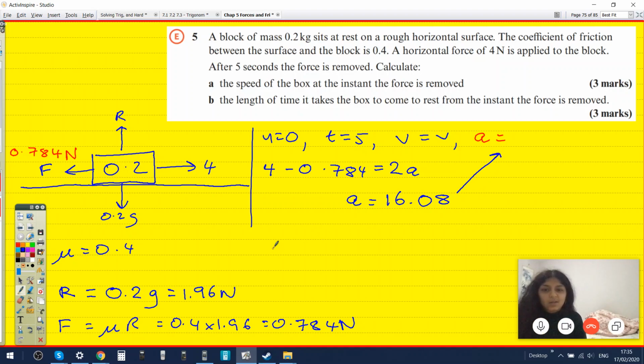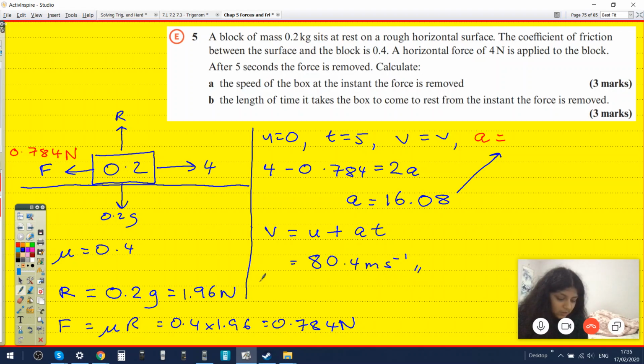So, you could find V now. V equals u plus at. I don't know the formula by heart. So V is just equal to 16.08 times 5, and that's 80.4. It seemed like it would be something like that. Sorry, why did I write newtons?